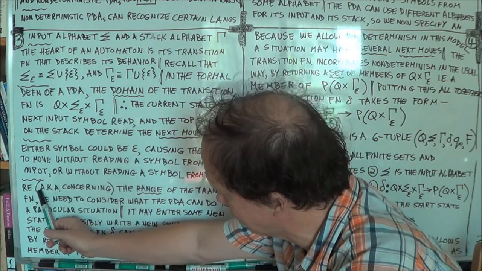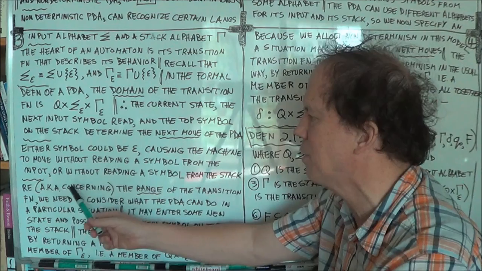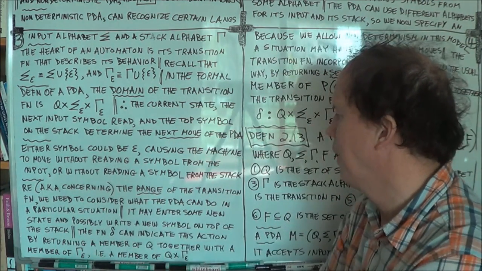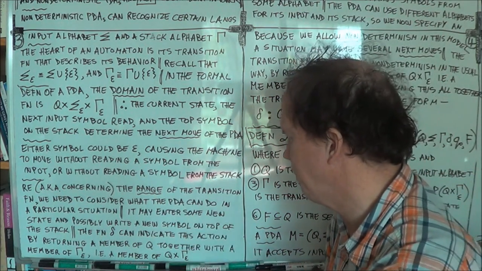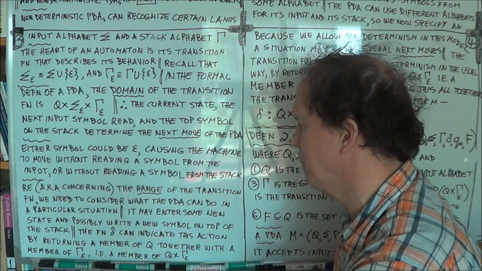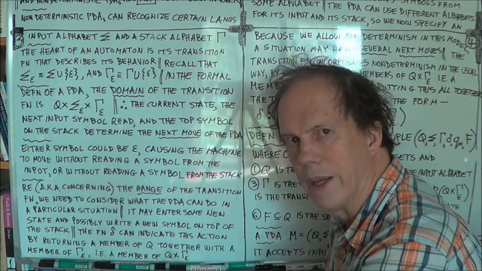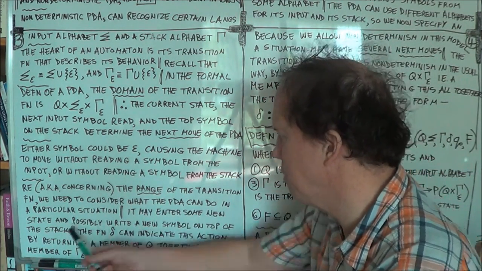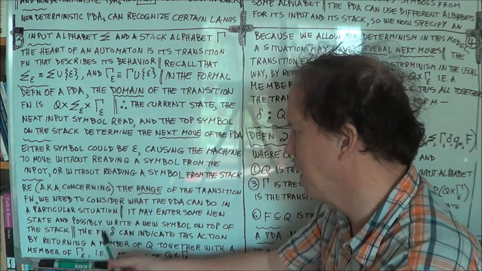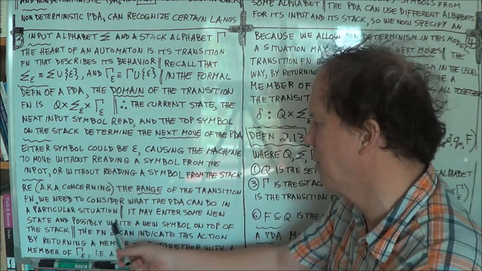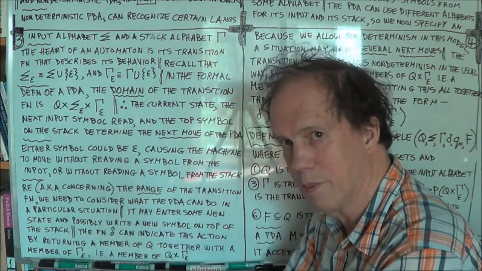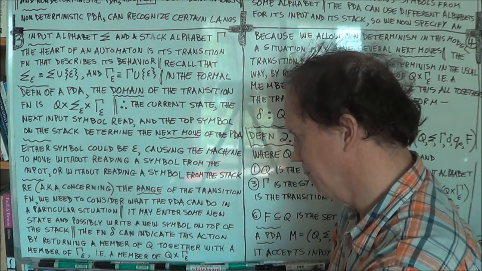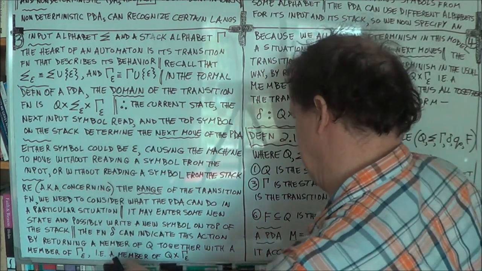Known as AKA, also known as concerning. So concerning the range, or just simply read the range of the transition function. What is the PDA doing? It may go to some new state, and it could write a new symbol on top of the stack, right? Those two things.